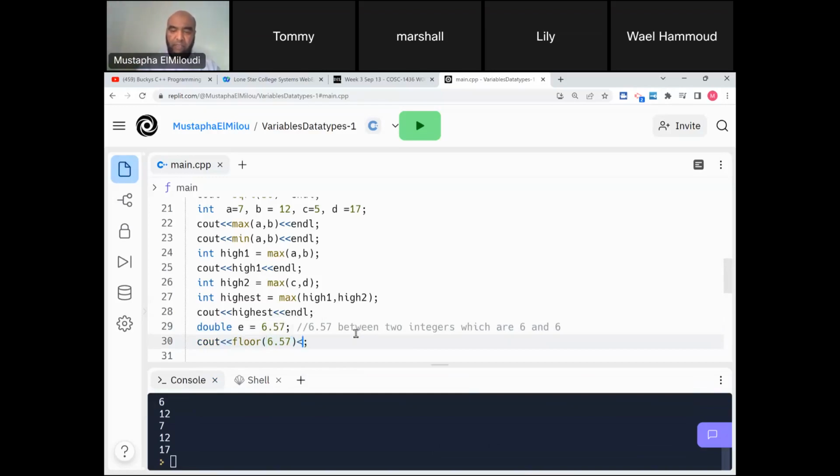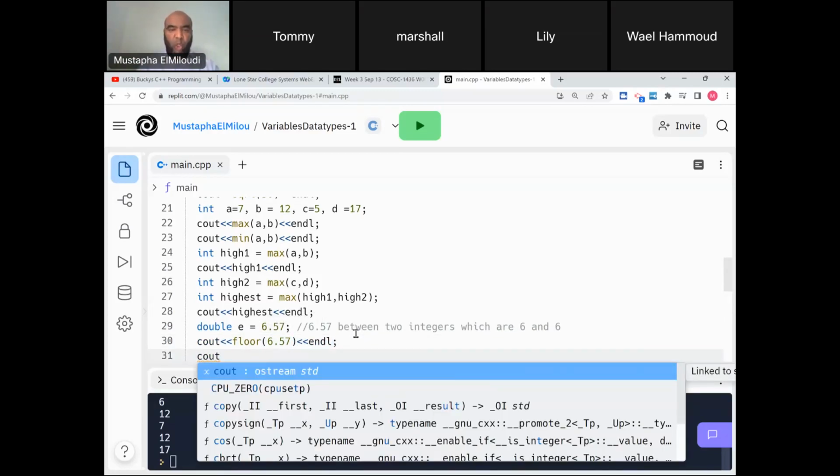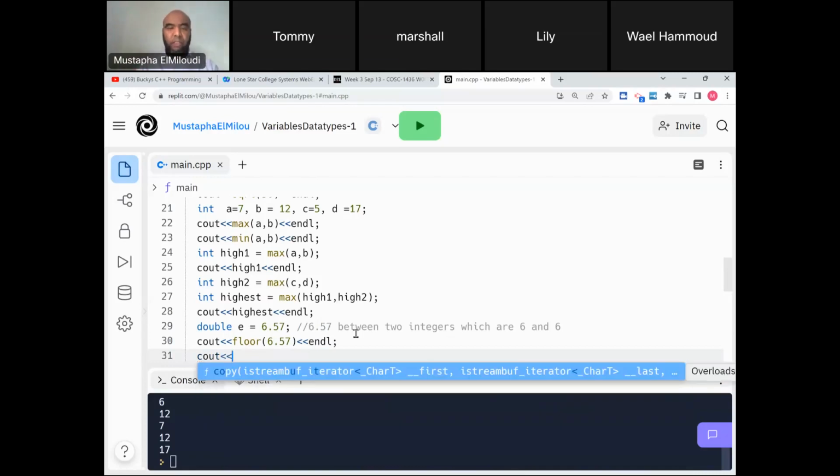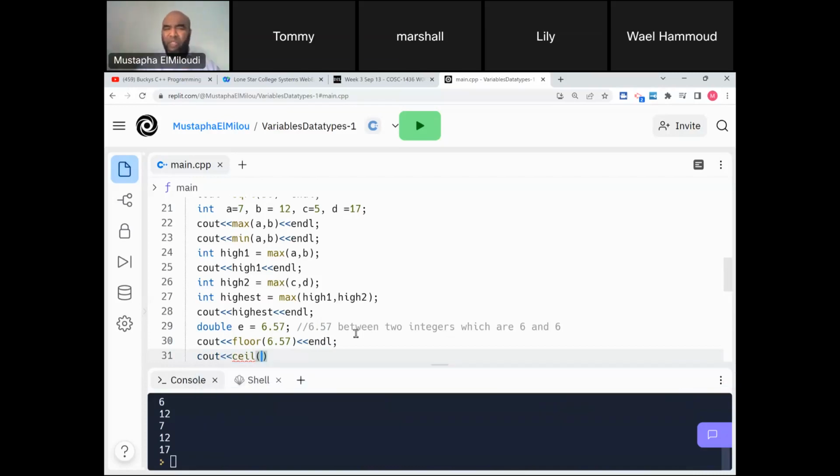Okay, let me use that and L. And then the same thing for ceil is the closest integer, but it's bigger. Ceil. We don't use it a lot, but in some applications it's very useful. So 6.57, I'm going to find out what the values are. So the first one, floor, is what? 6. And the ceil is 7, because 6.57 is between these two integers. So that's all what floor and ceil mean.